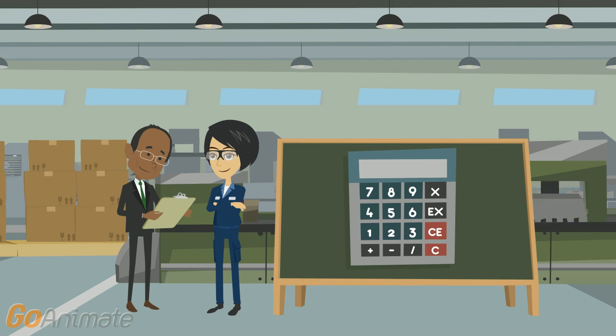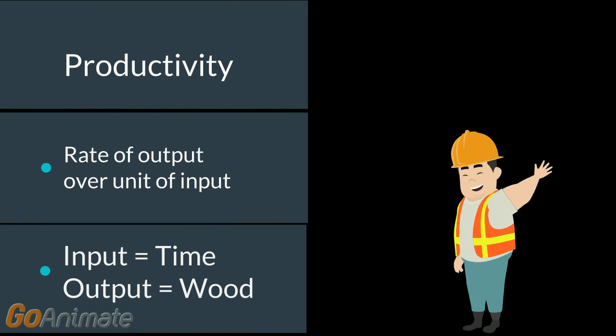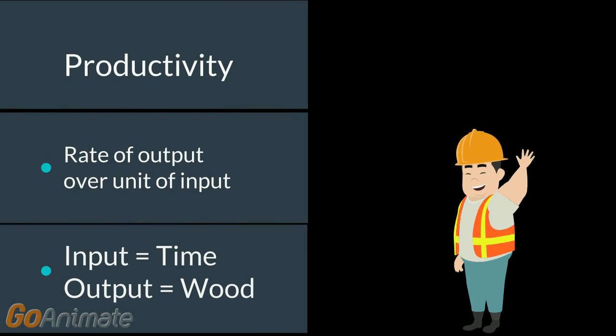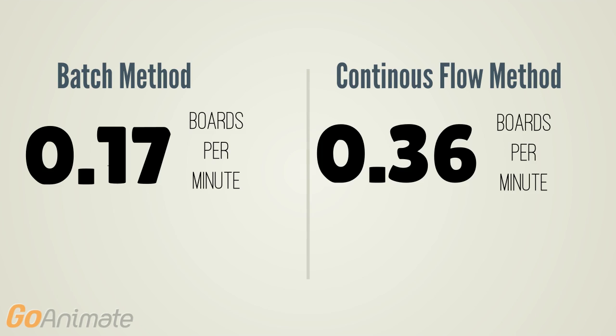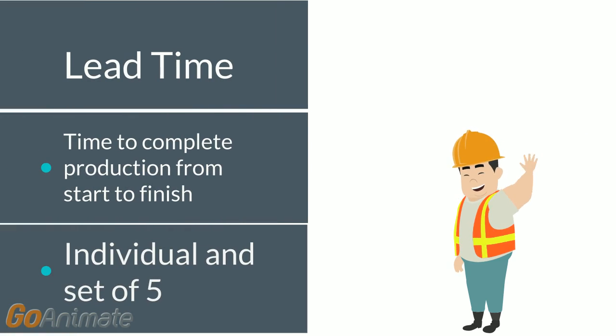Alright, let's discuss some analytics. First and foremost, let's measure our productivity using the 2 methods. We'll define productivity as the rate of output over unit of input. Our input will be time in minutes, and our output will be measured in wooden boards. Our first method produced 5 boards in 30 minutes, leading to a productivity rating of 0.17 boards per minute. Our second method comes in at over double that value, having produced 5 boards in only 14 minutes for a productivity rating of 0.36.